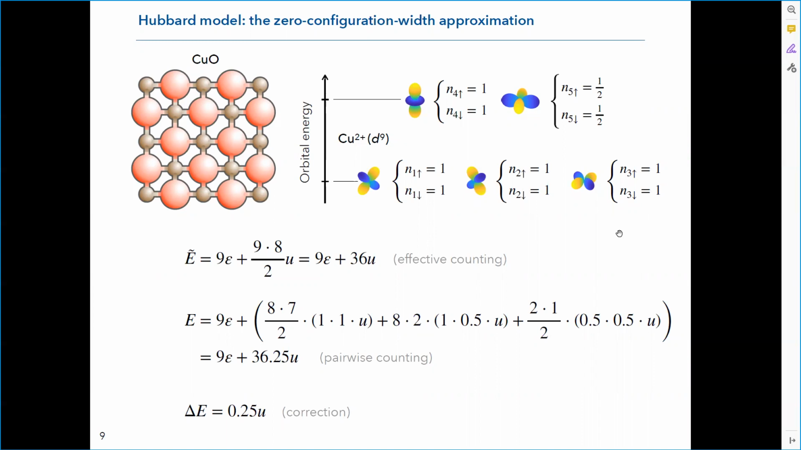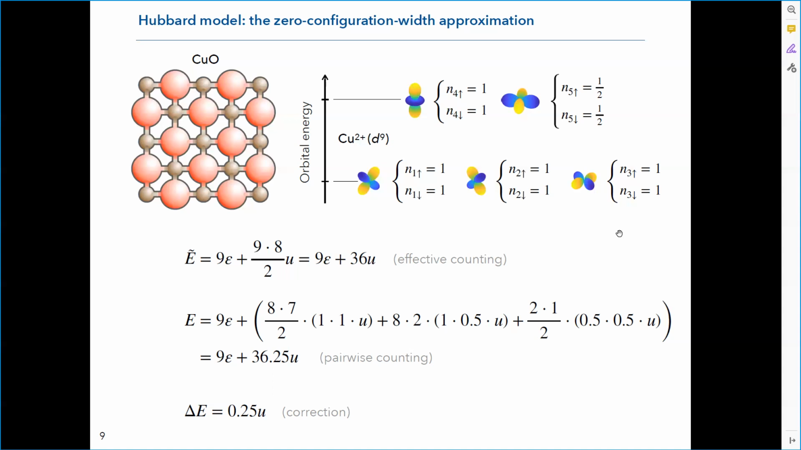So within the Hubbard model and within this zero configuration width approximation, all of the orbitals individually have the same energy, that is called epsilon. And there's also this electron repulsion parameter, U. It's the energy of a pair of electrons, which essentially tells you what is the energy cost of having 2 electrons on the same copper cation.